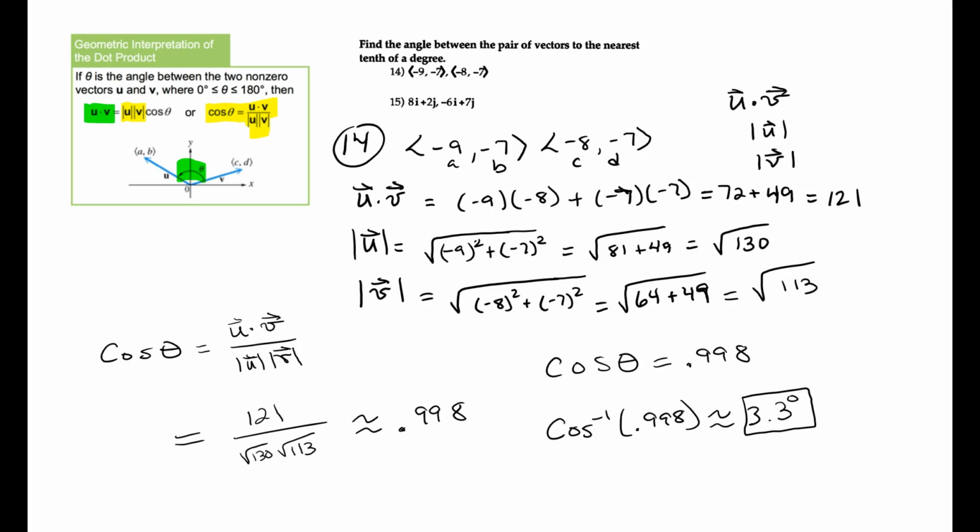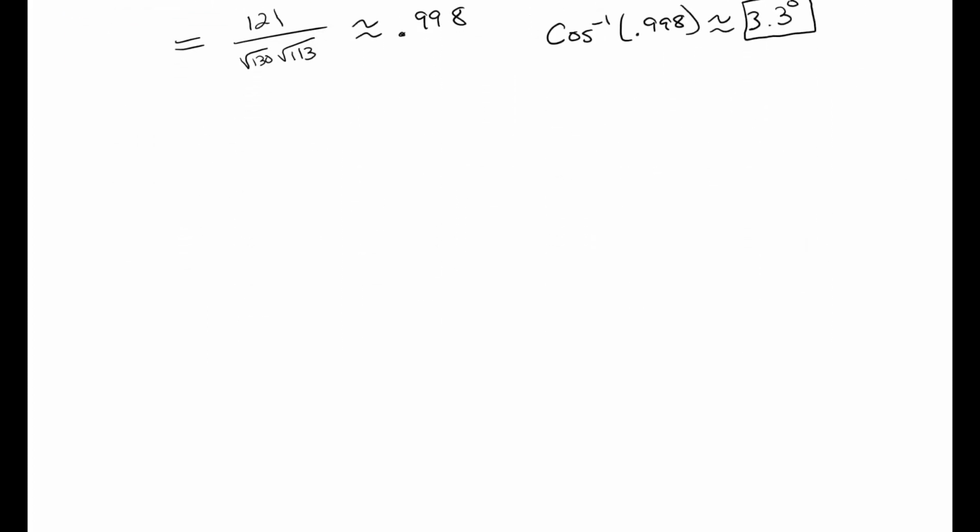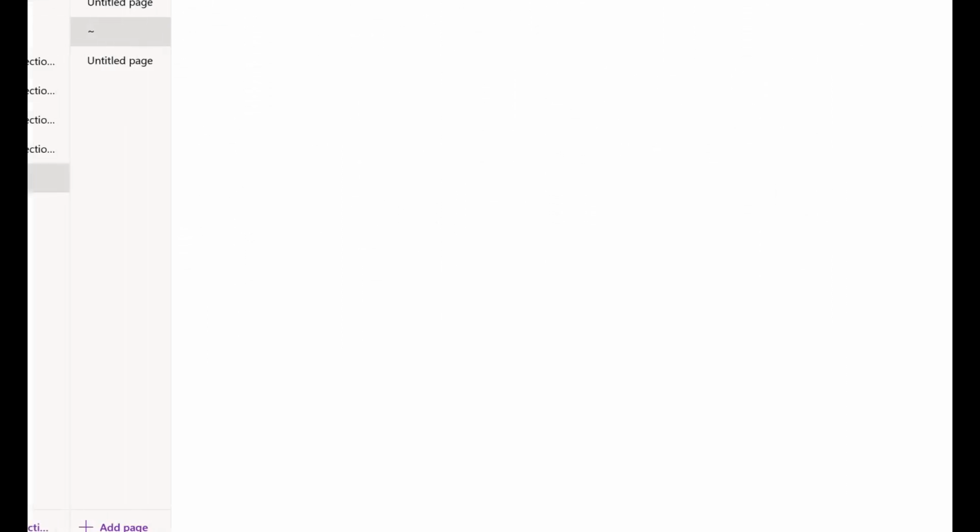Now the next example here is number 15, and that'll be the last example here. It's an interesting problem. It says 8i plus 2j, negative 6i plus 7j. So I'm going to jot that down first. Give me one second here. All right, number 15. It says 8i plus 2j. It actually should be a j, not an i.